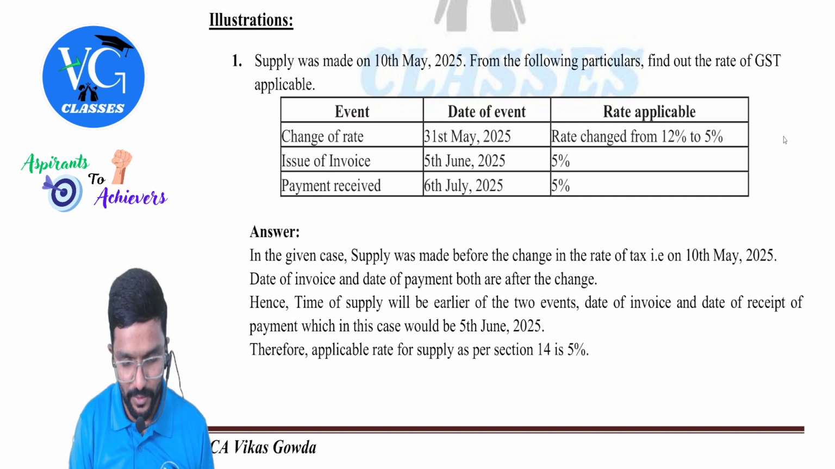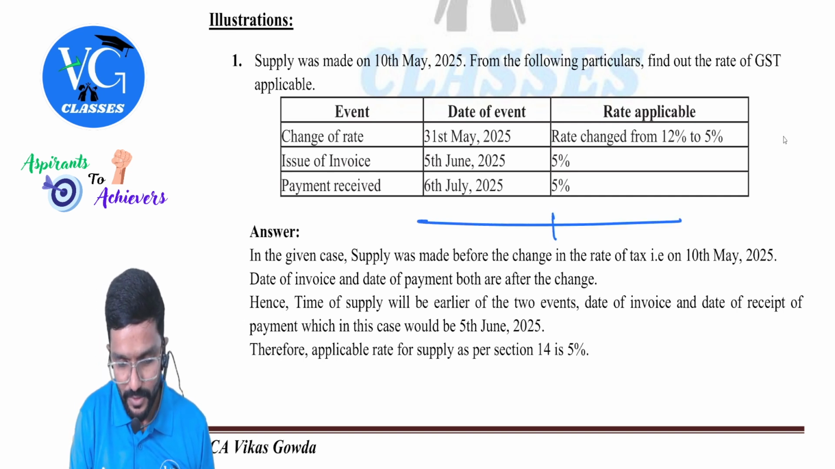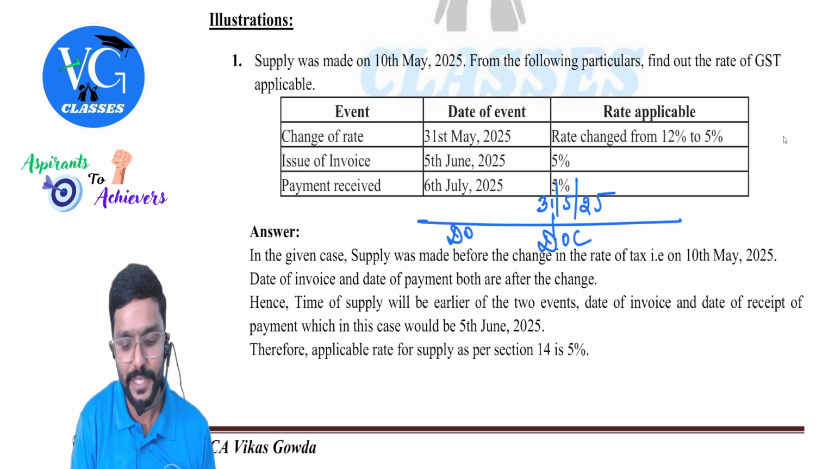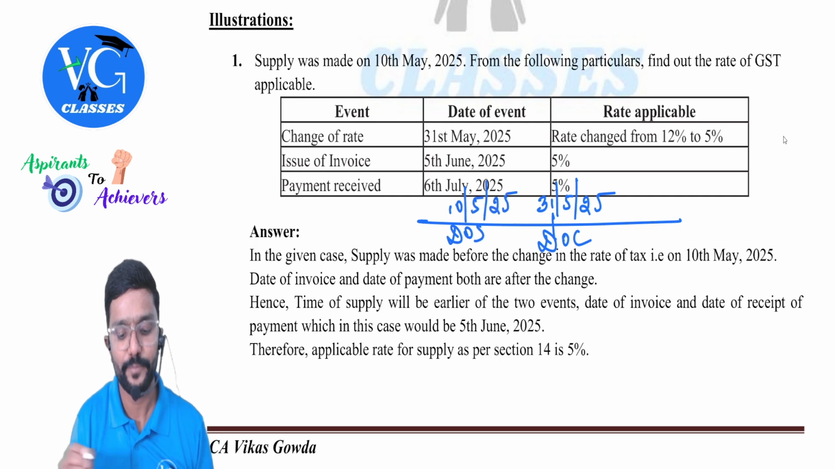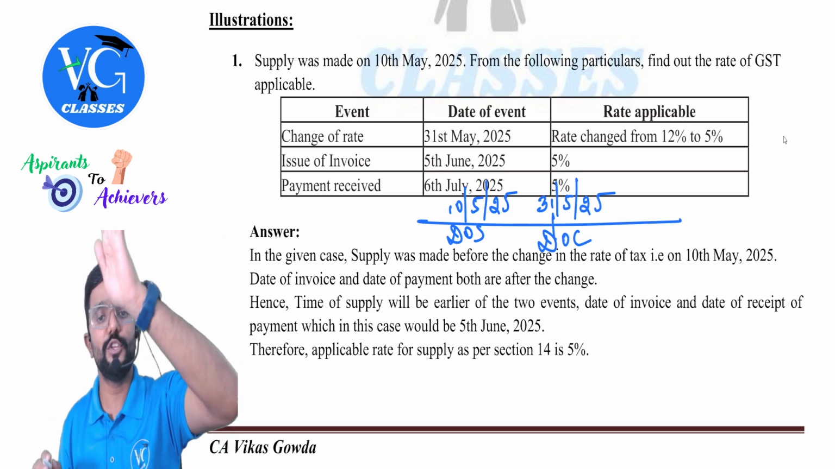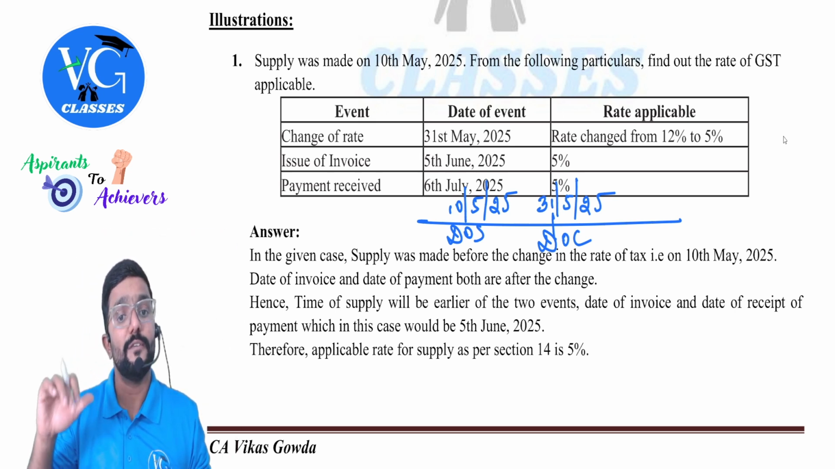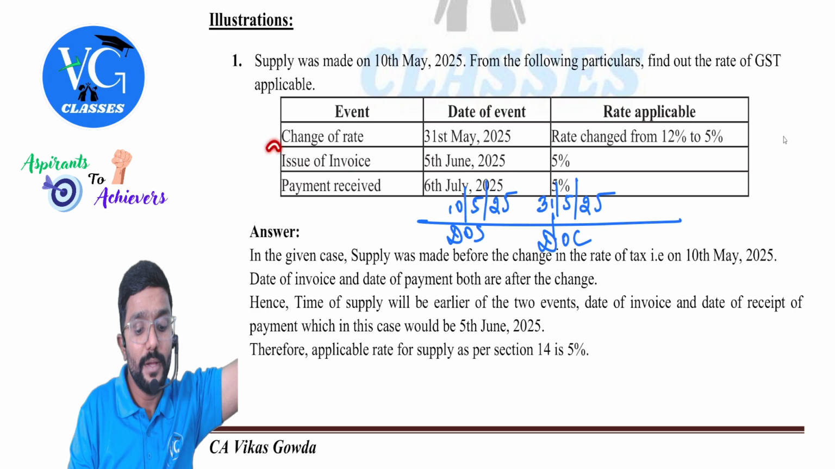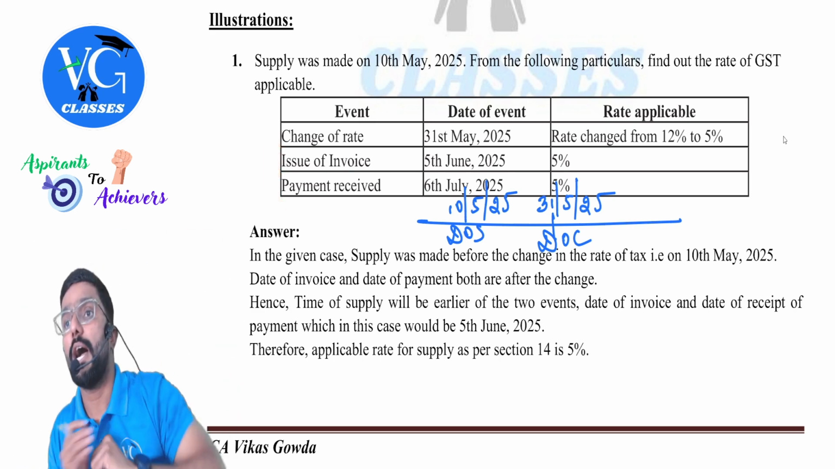Okay. Let me draw it here only. 31st May 25. This is the date of change. Date of supply is on this side. When is it? 10th May 25. Before the change. Observe. Invoice date is 5th June. After. Payment received 6th July. After. Guys, supply is before, but invoice and payment both are after.